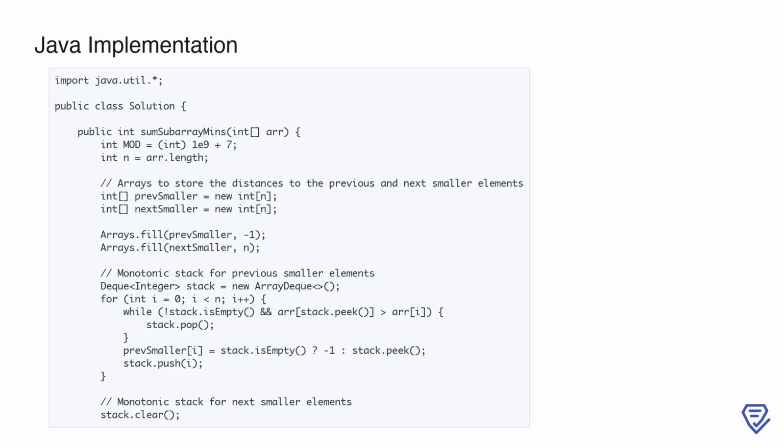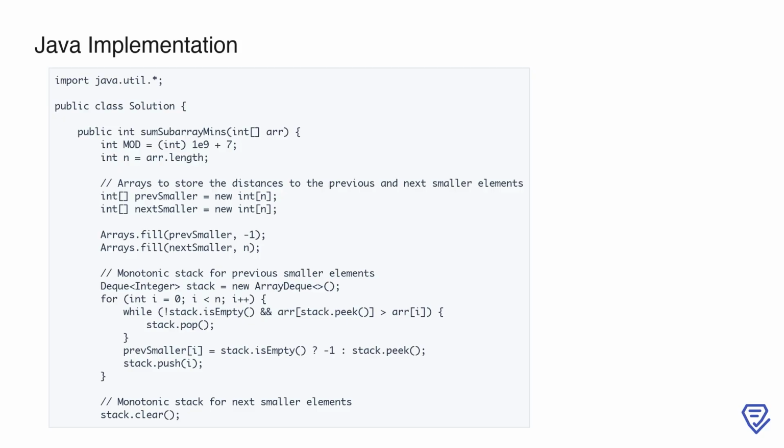These will store the indices of the previous and next smaller elements for each element in the input array. Initially, prev smaller is filled with -1, indicating no smaller element to the left, while next smaller is filled with n, indicating no smaller element to the right.